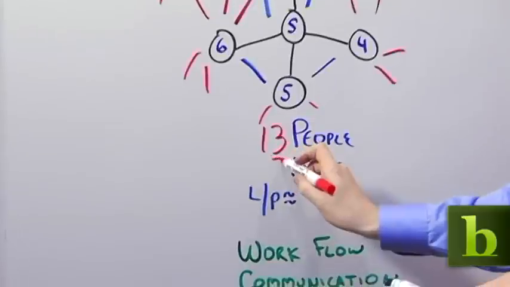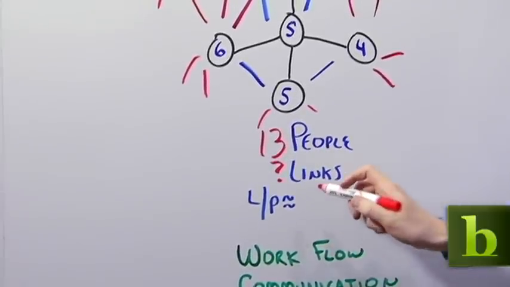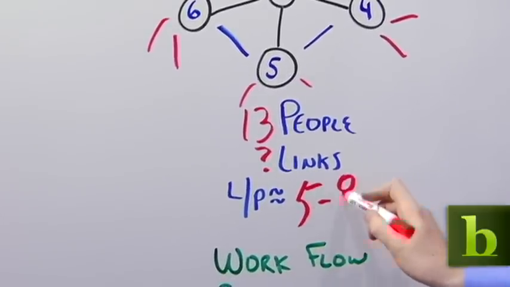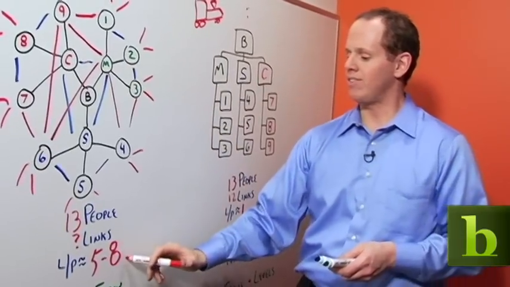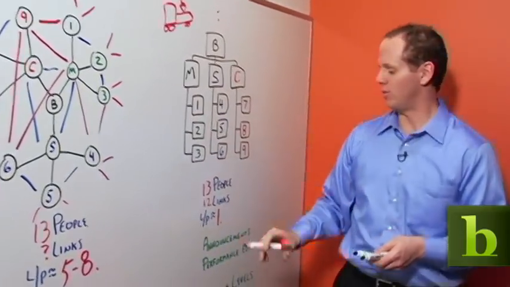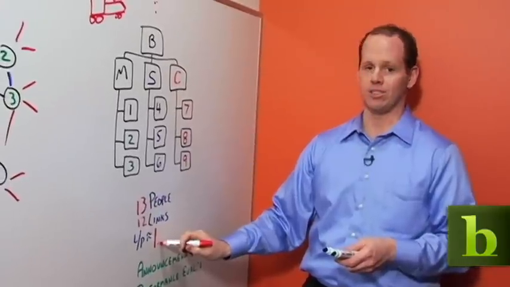Well, I can't tell you how many links I've drawn in this picture, but we know from the research that the number of links per person is typically about 5 to 8. That's right, each person has 5 to 8 sources of information they need to act upon in real life at least, versus the 1 that the org chart tells you.